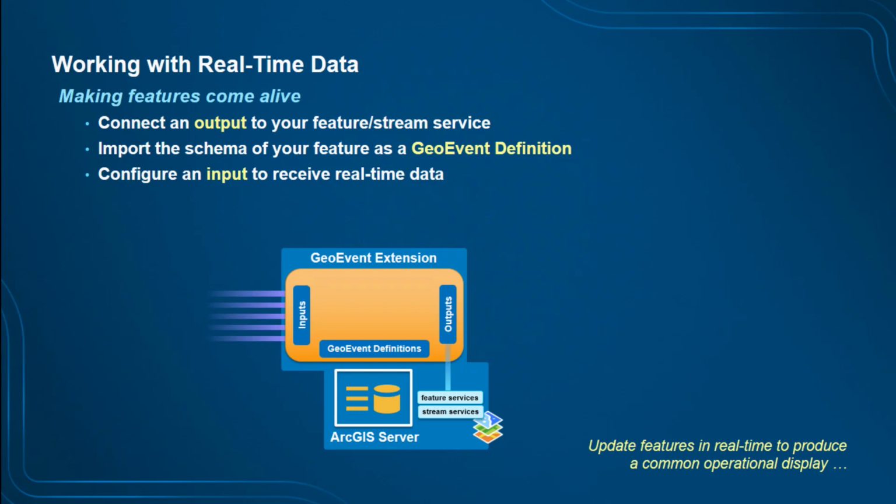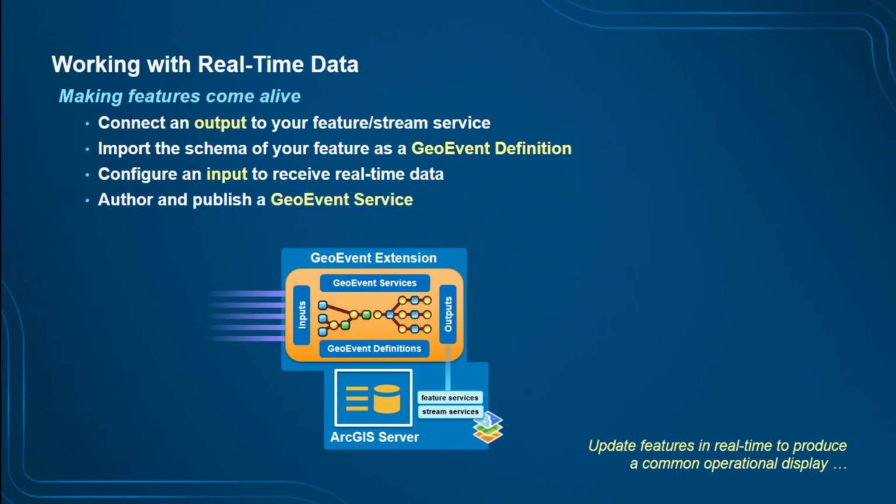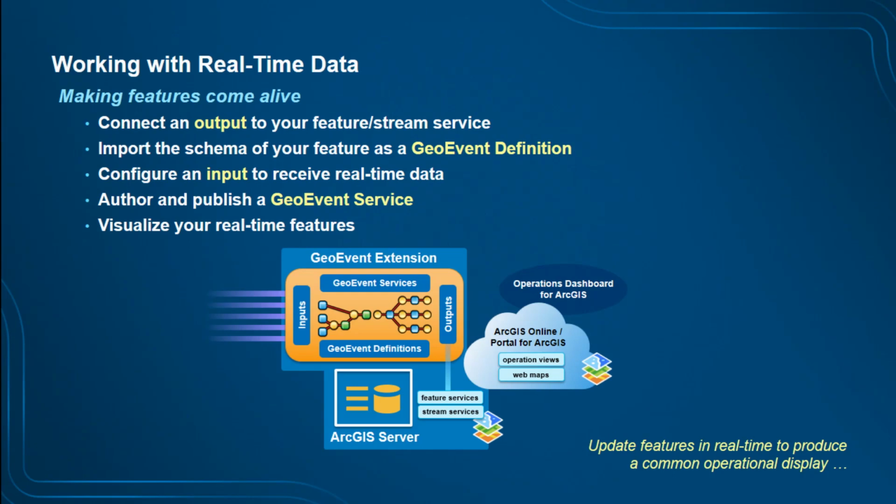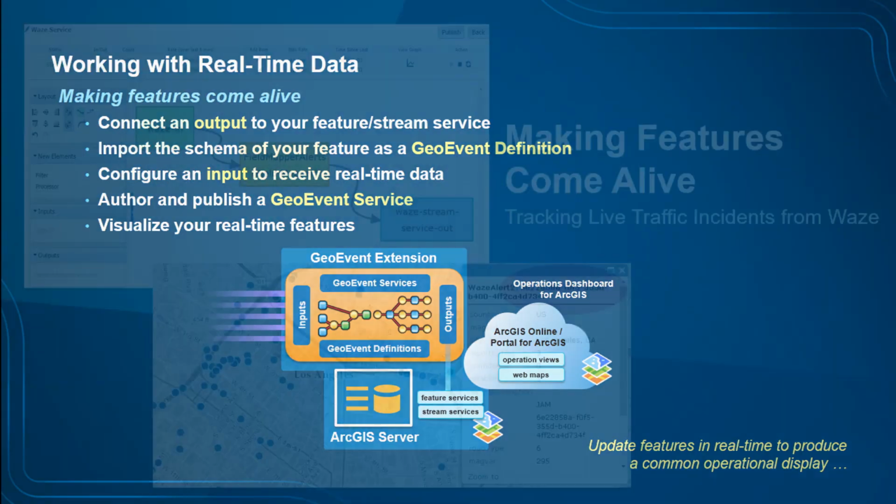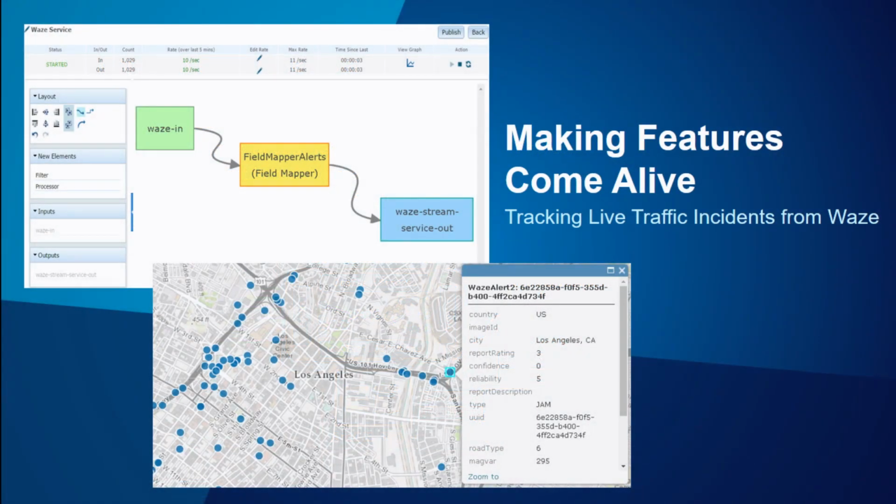Next, you need to configure your input to connect to your real-time streaming data. Now that you have your input and your output, you need to connect your input to your output using a GeoEvent service. And finally, you're going to visualize your features on a client application, like maybe an operations dashboard or a web map. So let's move on to the first demo of the session, making features come alive.